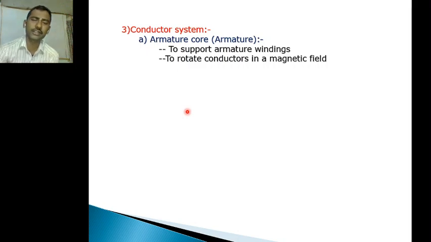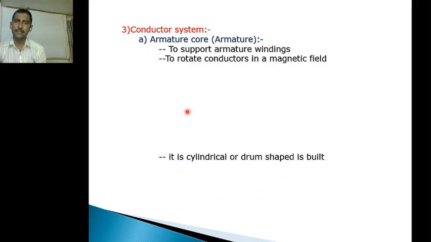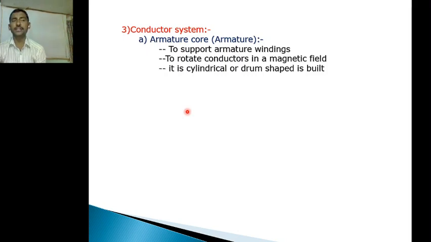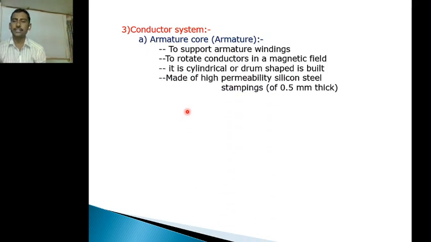What is the function of the armature core? As I already told, it supports the armature winding. In order to rotate the winding, we need some support. That support is nothing but the armature core, to rotate the conductors in the magnetic field. We rotate the armature core with the help of a shaft, and the armature core is present on the shaft. As the shaft rotates, the core also rotates. As a result, it rotates in the magnetic field.